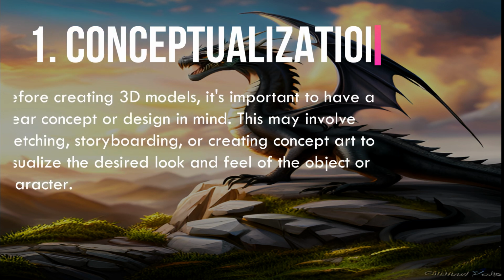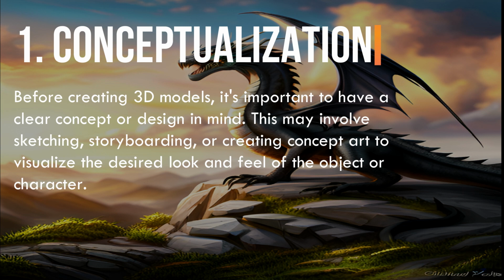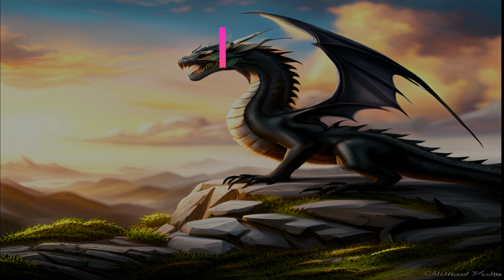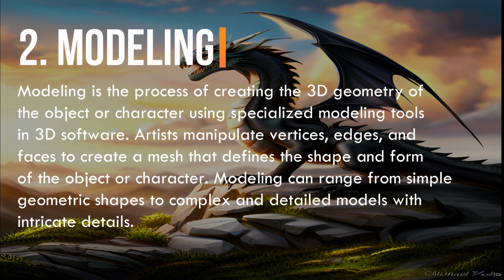1. Conceptualization. Before creating 3D models, it's important to have a clear concept or design in mind. This may involve sketching, storyboarding, or creating concept art to visualize the desired look and feel of the object or character. 2. Modeling. Modeling is the process of creating the 3D geometry of the object or character using specialized modeling tools in 3D software. Artists manipulate vertices, edges, and faces to create a mesh that defines the shape and form of the object or character.